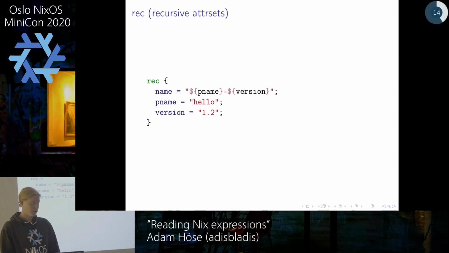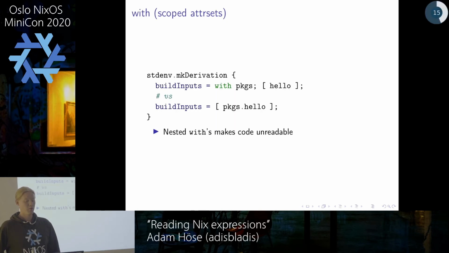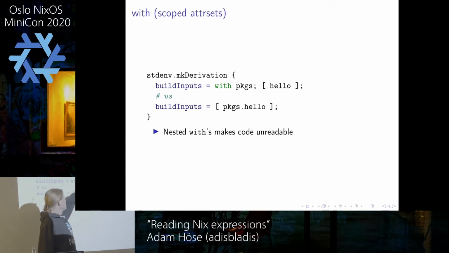So yeah, I already mentioned recursive attribute sets. I just wanted to have them on a separate slide as well. So self-referencing attribute set. Now we have with, which is a scoped attribute set. So these two examples here, they are equivalent, where we can say with packages, which means that for the rest of this expression here, the packages attribute set is scoped, so you can access attributes directly on the attribute set.